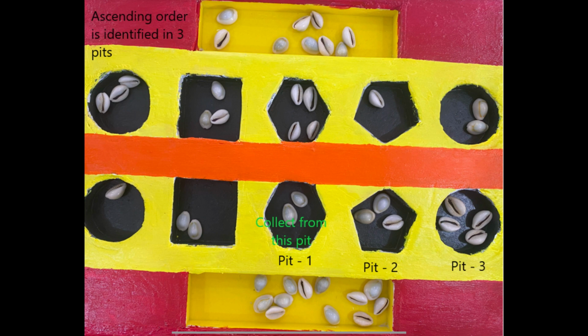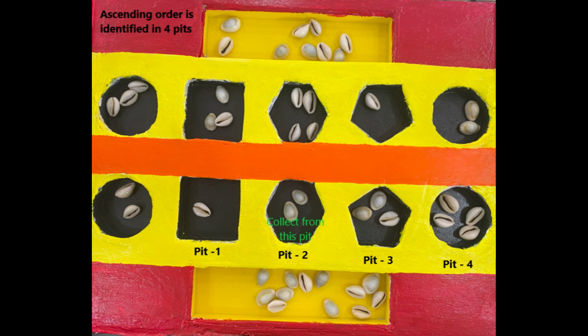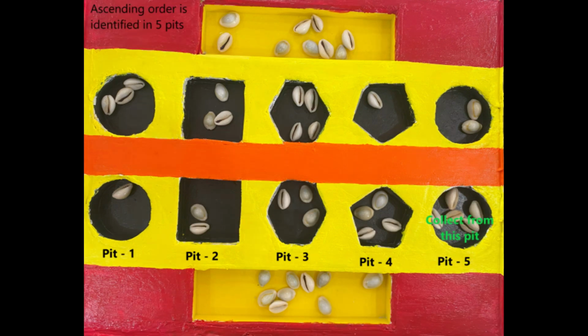Ascending and descending order rules. While playing, players should be on the lookout for sets of 3, 4 or 5 pits where the marbles are in either ascending or descending order. If they identify the order in 3 pits, they can collect the pit with the fewest marbles among the 3. If they identify the order in 4 pits, they can collect the second highest numbered pit. If they identify order in 5 pits, they can collect the highest numbered pit.